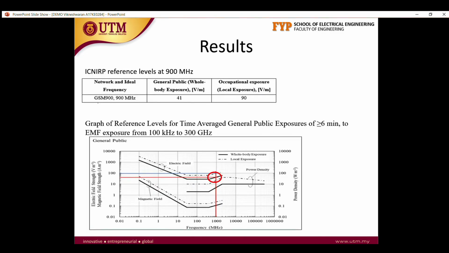Few literatures have been reviewed and referred to identify the ICNIRP safety limit value, which is 41 watt per meter as shown in the table and shown in the graph where the red circle is plotted.